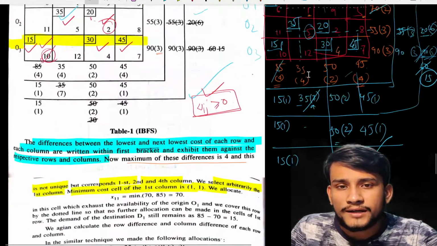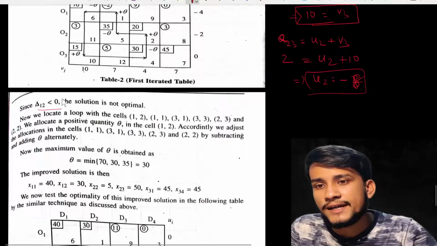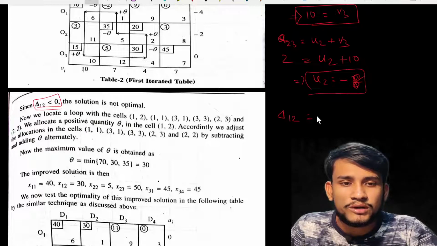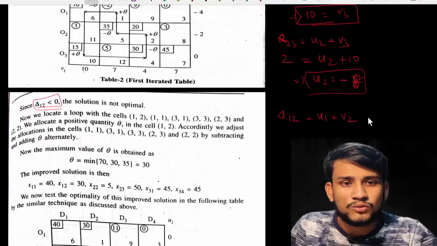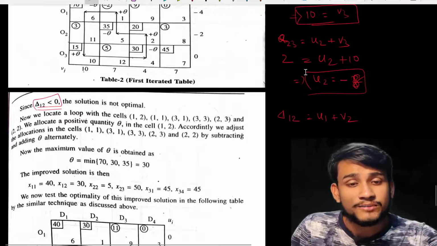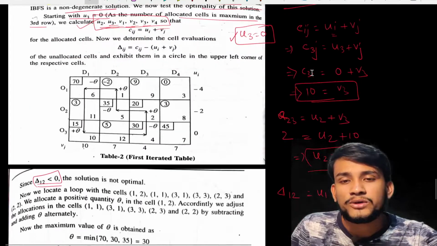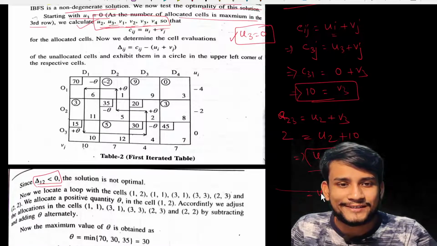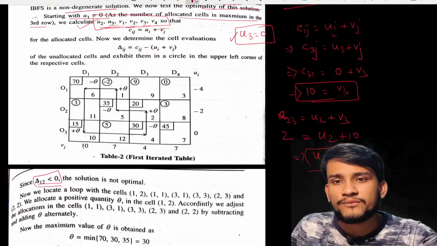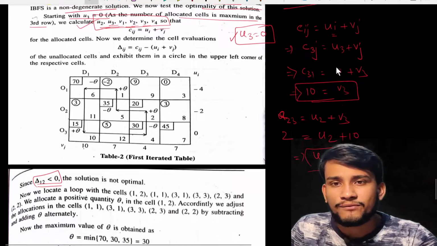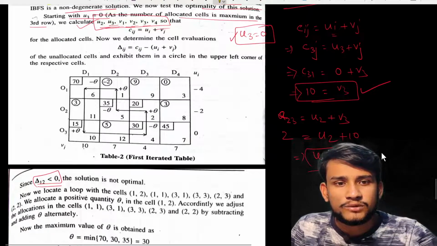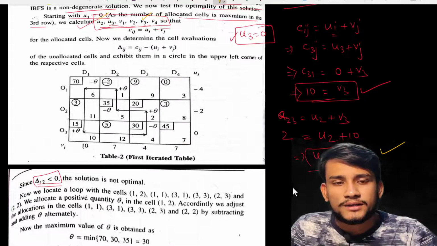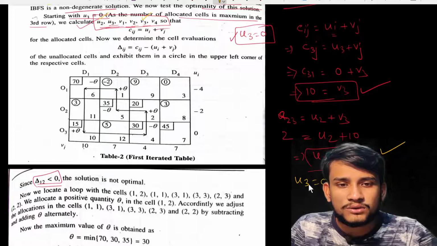Now it says that delta 1 2 should be less than 0, so let us check whether delta 1 2 is less than 0 or not. Delta 1 2 equals u1 plus v2, so we have to find u1 and v2 first. We find all these elements. So we get v3, we get u2, then u3 equals 0.